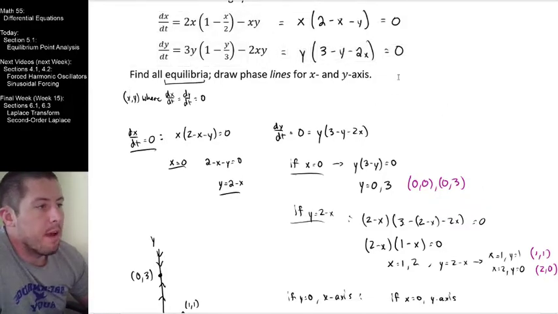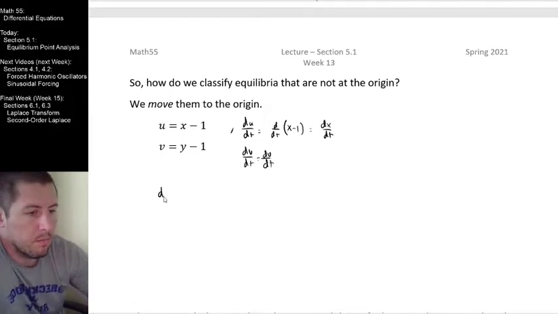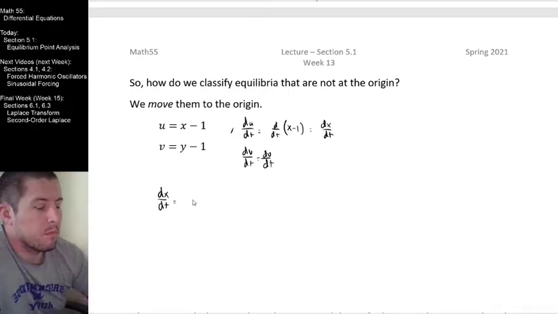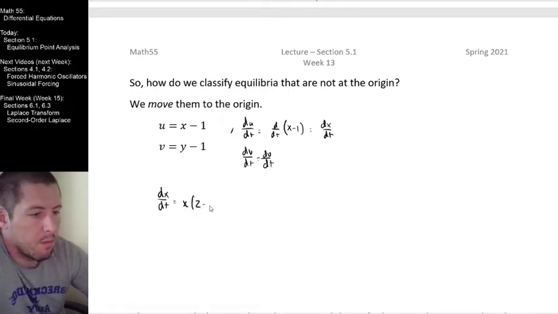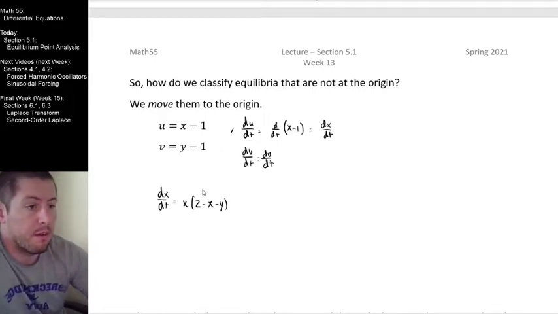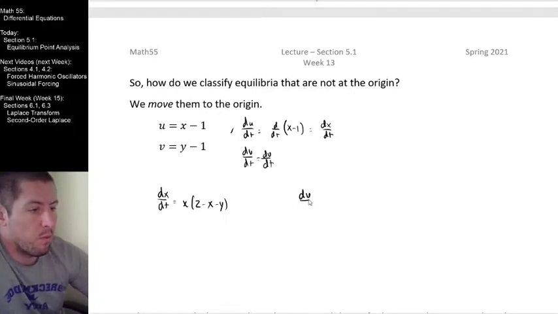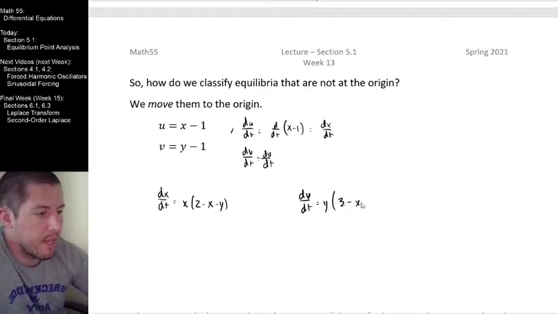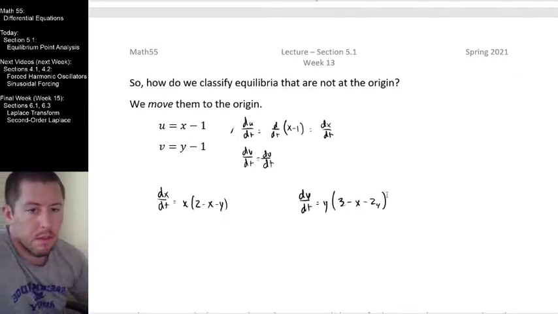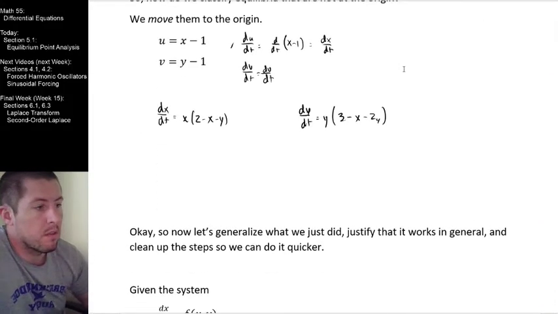So dx/dt is x times 2 minus x minus y. And so I'm going to convert this one into u's and v's, and we also have dy/dt, which was y times 3 minus y minus 2x.